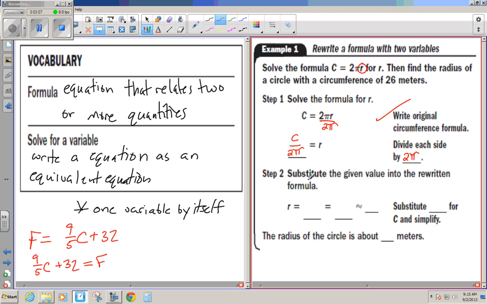Substitute the given value into the written formula. So we're taking this formula and plugging it in. Let's see here. I guess we would do C is 26 all over 2 pi. Which, when this reduces, becomes 13 over pi. That is your exact answer.